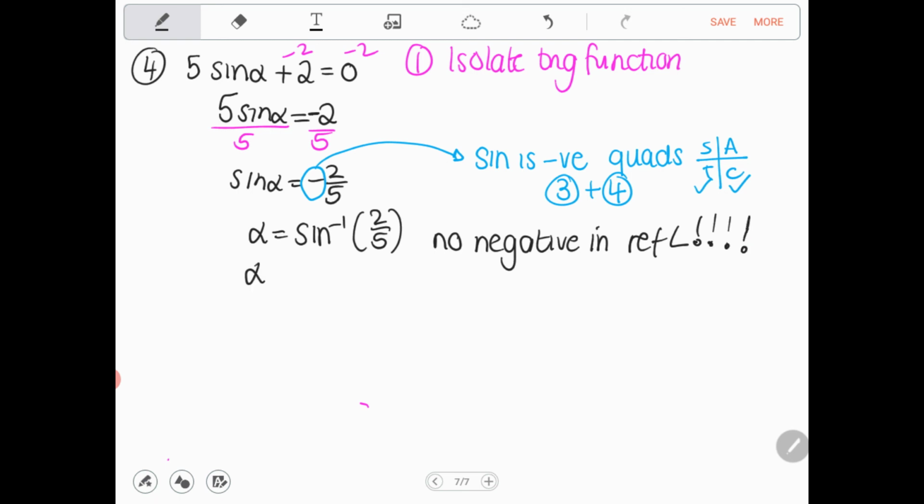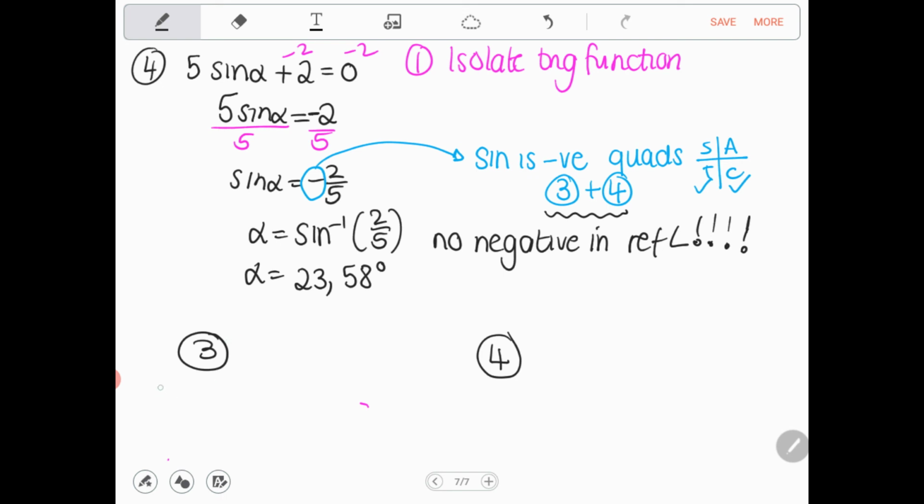All right, so what is it going to be? And we normally round our reference angle to 2 decimal places. So shift sine 2 over 5. And we're going to have 23.58 degrees. So that's my little reference angle. All right, where are my quadrants? We said here, quadrant 3 and quadrant 4 is where sine is negative.